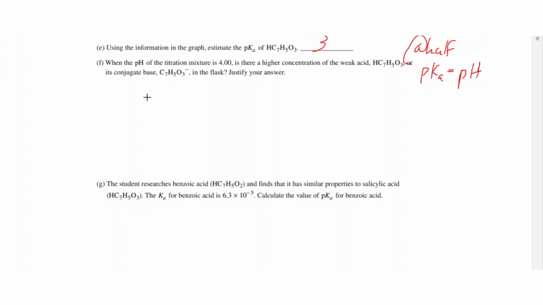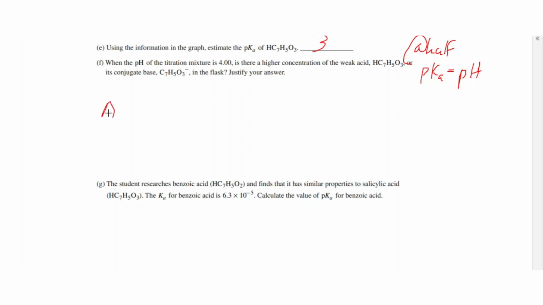So, this one is a little more complicated. We know that when we are not at equivalence point and we have some acid, we have some conjugate base, we are in the buffer region. And so that means that at our halfway point, the amount of acid equals our conjugate base. So we know that when the pH is 3, our amount of acid equals our amount of conjugate base.